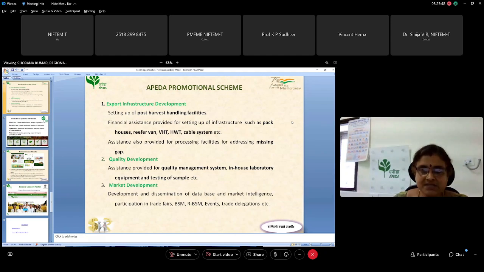Assistance is given for processing facilities for addressing missing gaps. When we take the value-added products of any horticulture or agriculture products, when you process them, and for export purposes, if you need any infrastructure facility or equipment to address missing gaps, like if you want to check any metal or foreign particle contamination, or to trace them, to track them, to even scan them, you can have a system, a machinery which will be funded by APEDA.